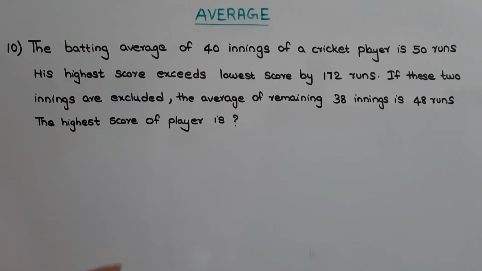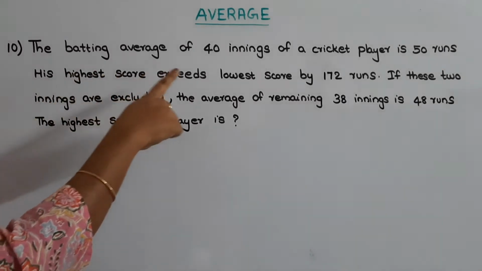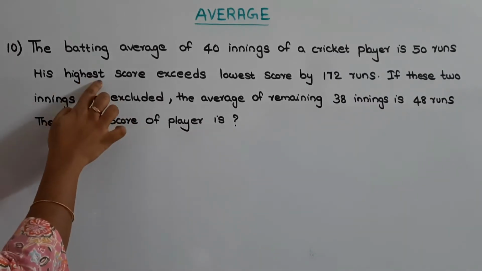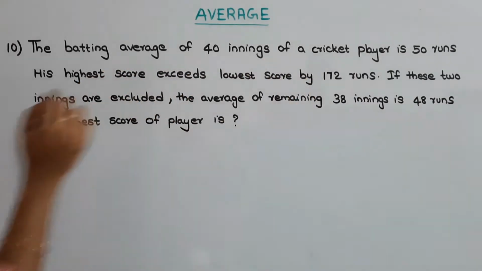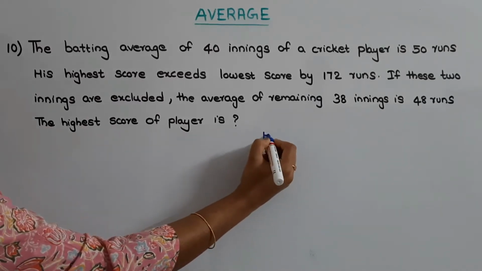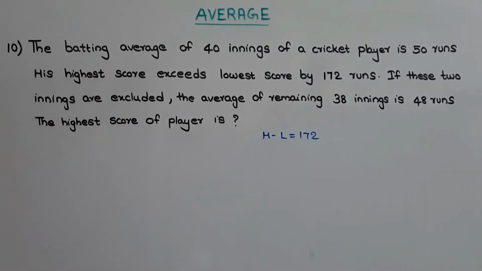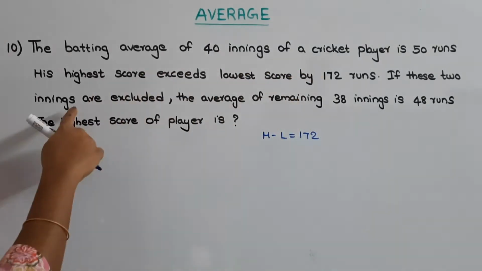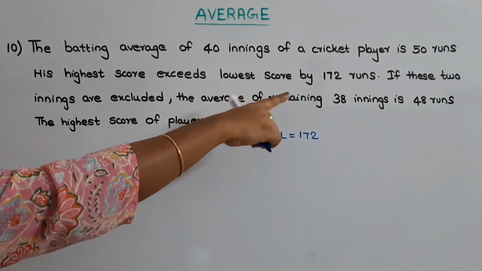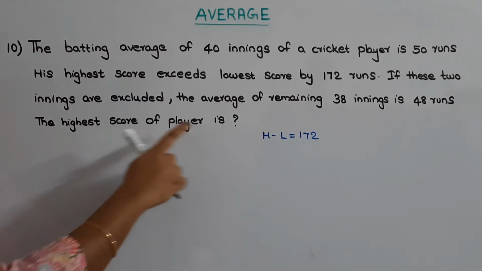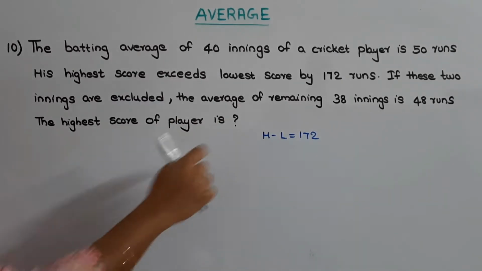So in this question, they have given the average of 40 innings of a cricket player as 50 runs. Then they are telling that his highest score exceeds lowest score by 172 runs. This means the difference between his highest score and lowest score is 172 runs. So H minus L is given as 172 runs. Now, if these two innings are excluded, the average of remaining 38 innings is 48 runs. So, we need to find out the highest score. We need to find out this H value.